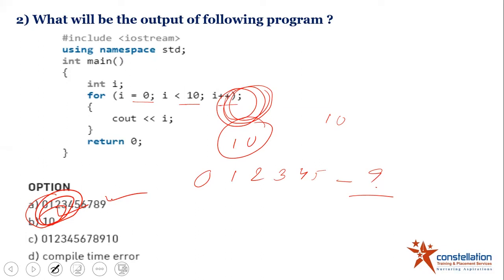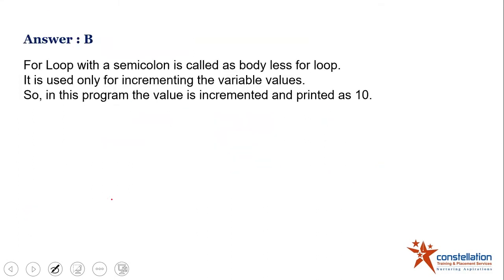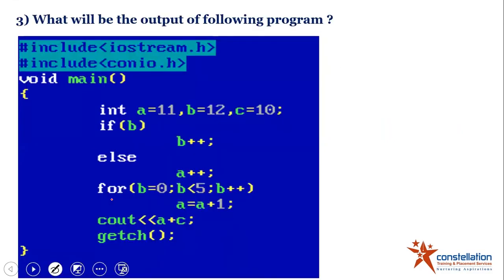But here the trick was the semicolon, that is what happens when you give a semicolon at the end of the for statement. Okay, let us look at another question: what will be the output of the following program? Here you have the values a is equal to 11, b is equal to 12, c is equal to 10. Now here it is written if b.